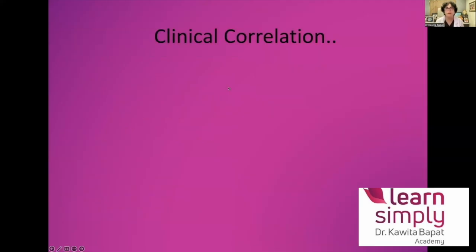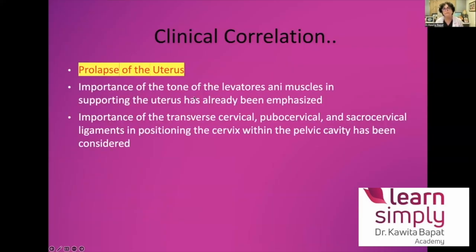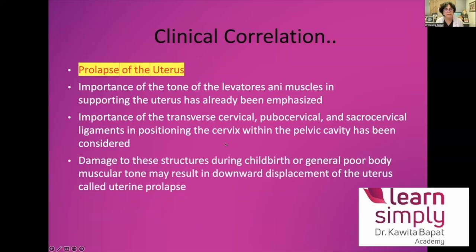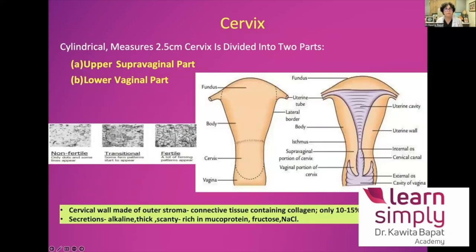Now, why are we talking about all this? Because we need all this clinical correlation. That's prolapse of the uterus: the importance of the tone of the levator ani in supporting the uterus, as we have already emphasized, and the importance of the transverse cervical, pubocervical, and sacrocervical ligaments. Damage to these structures during childbirth or general poor body tone is called uterine prolapse.